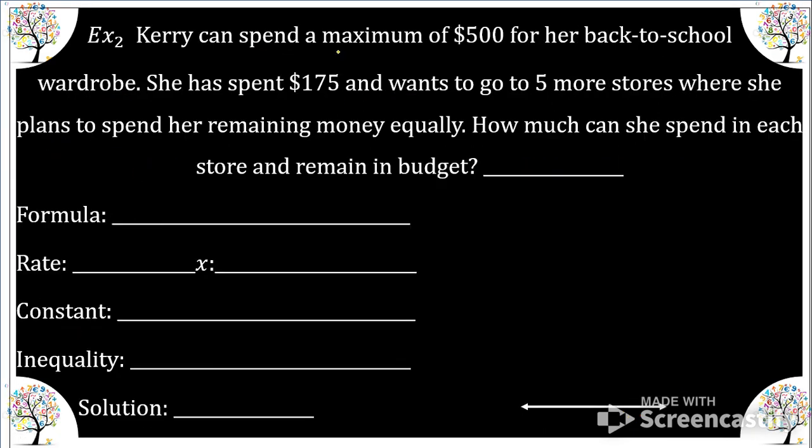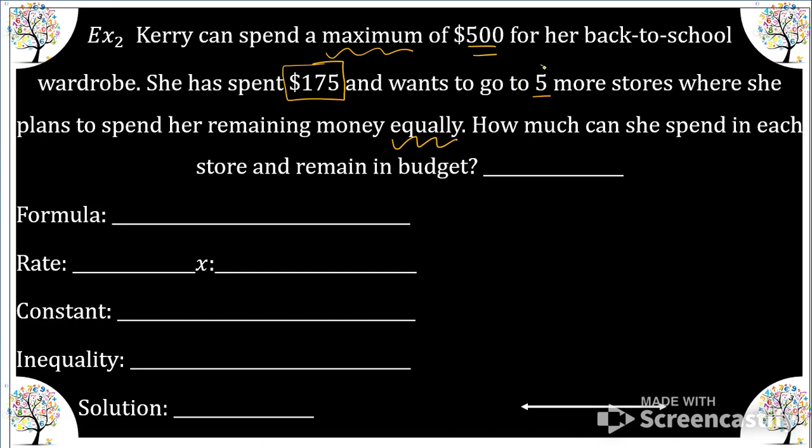Carrie can spend a maximum of $500 for her back-to-school wardrobe. She has already spent $175 and wants to go to 5 more stores where she plans to spend her remaining money equally. How much can she spend in each store and remain in her budget?